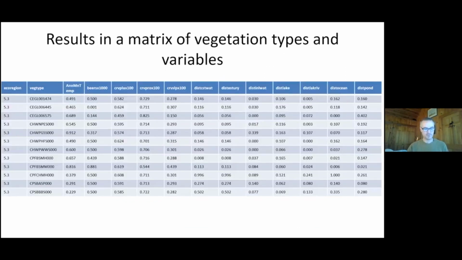The tool then results in a matrix of vegetation types and variables for ecological values. The values are averaged for each community group to get a mean value for each environmental variable. So we have our vegetation types down this side of the matrix and eco variables across the top.